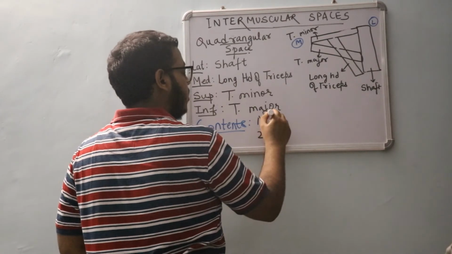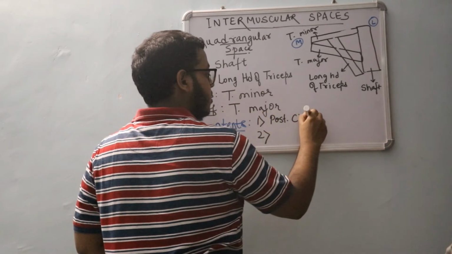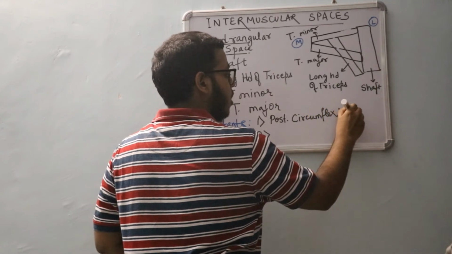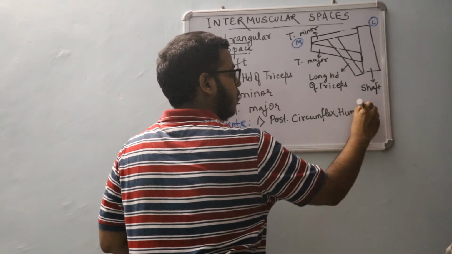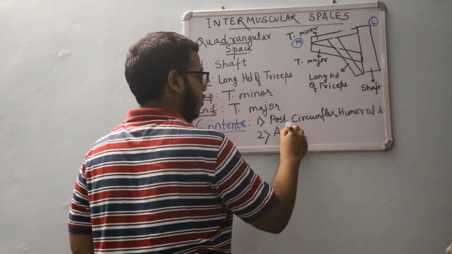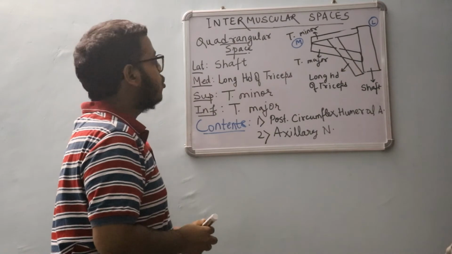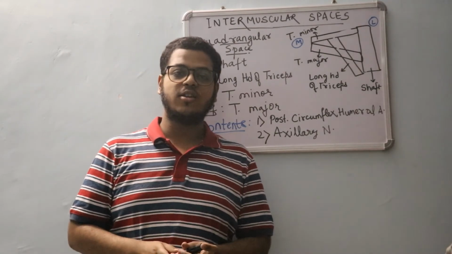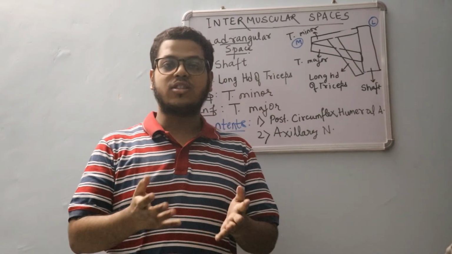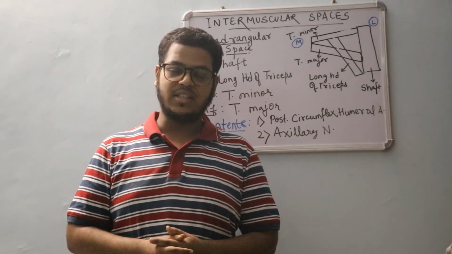So the two contents, one artery, one nerve. The artery is the posterior circumflex humeral artery, and the nerve is the axillary nerve. So this is all about the intermuscular spaces. We have discussed all three spaces: the upper triangular space, its contents and boundaries; the lower triangular space, the boundaries and the contents; and the quadrangular space as well.